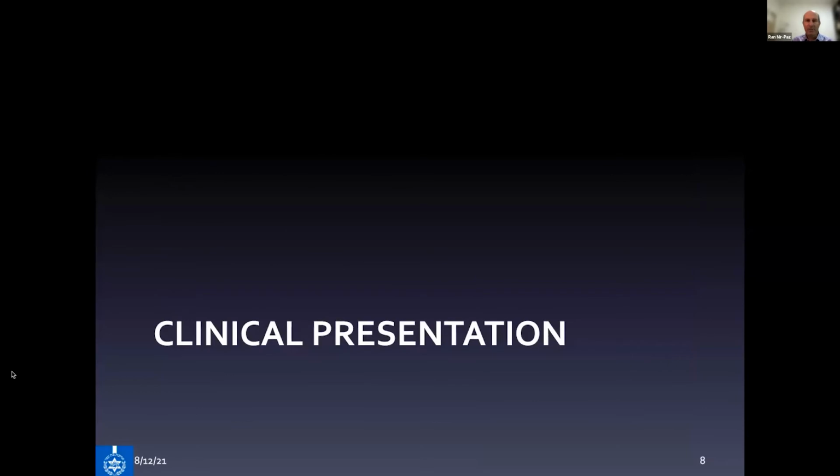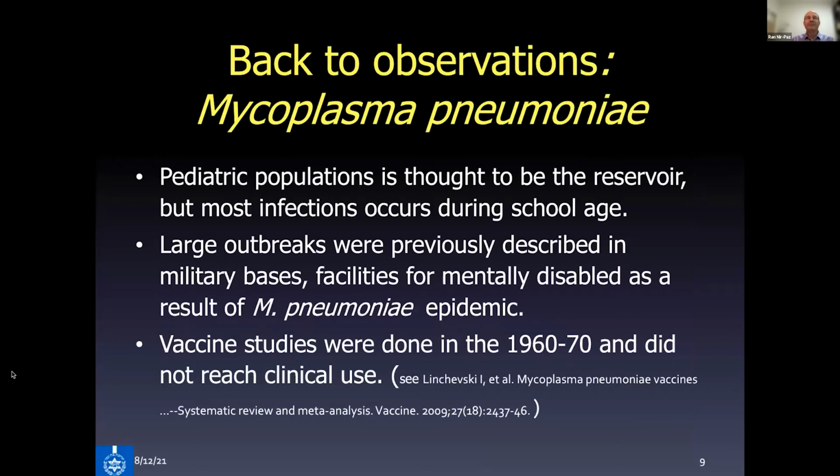So what about the clinical presentation? The pediatric population, which is the theme for this workshop, is thought to be the reservoir for this pathogen. It really depends on the location where you reside, but in most parts of the world, most of the infections occur during school age. One major exception, for a reason that we don't understand, is Scotland. In Scotland, for an unknown reason, most of the infected children are extremely young kids, probably preschoolers or younger.